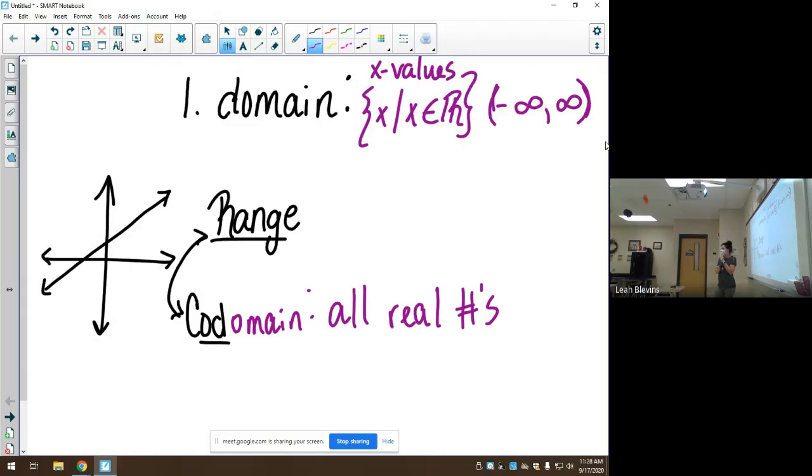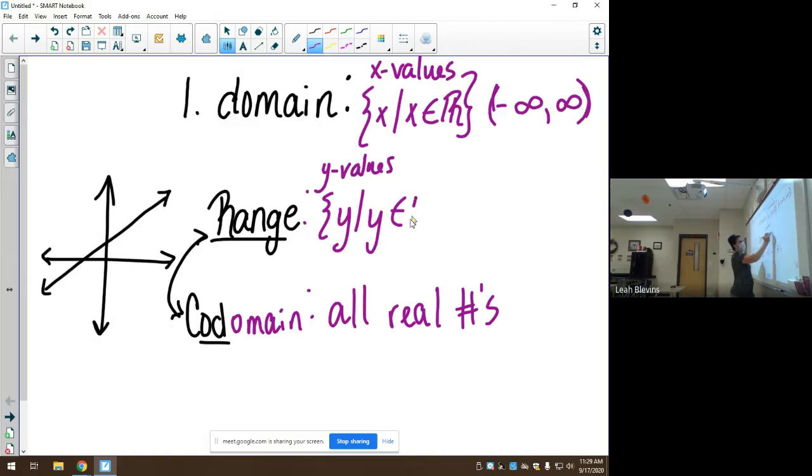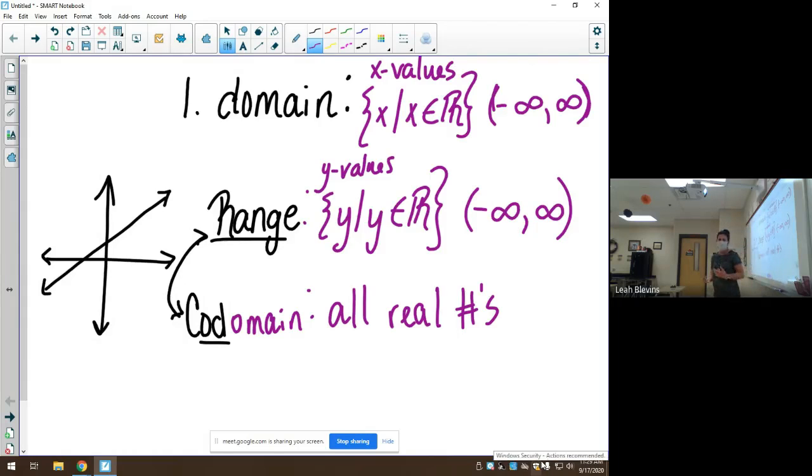So what is my range? What are my y values? All real numbers yet again. So once again, we can say y such that y is an element of the real number system, or we could use interval notation and say it goes from negative infinity to positive infinity. And then the last part of this problem asked me to identify if it is onto or not.